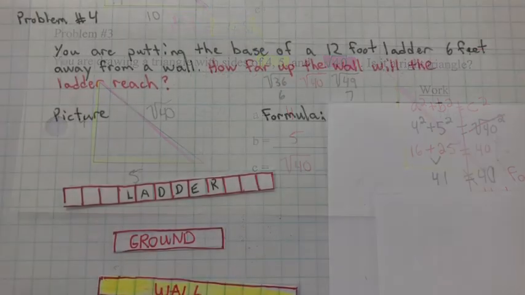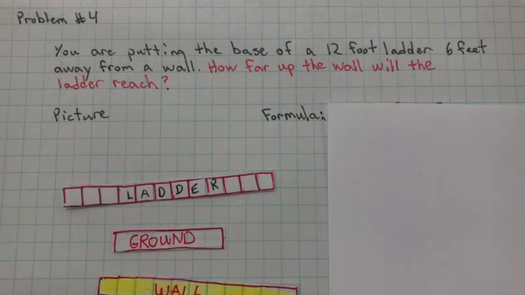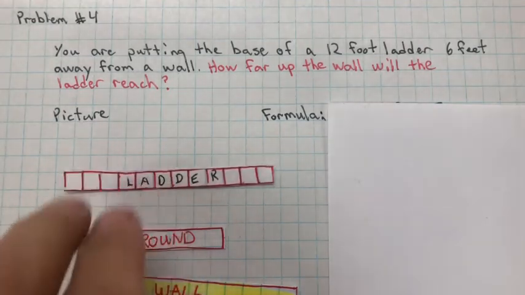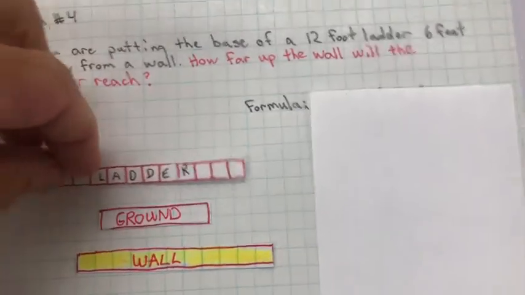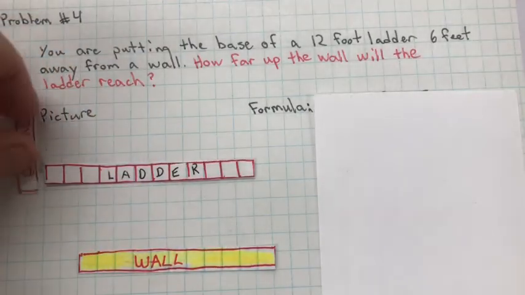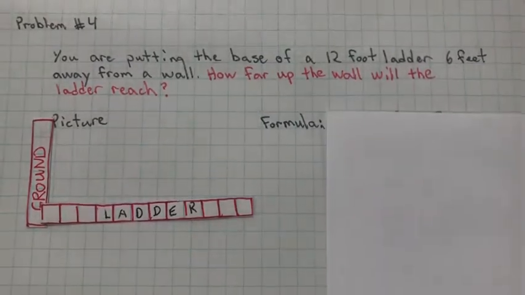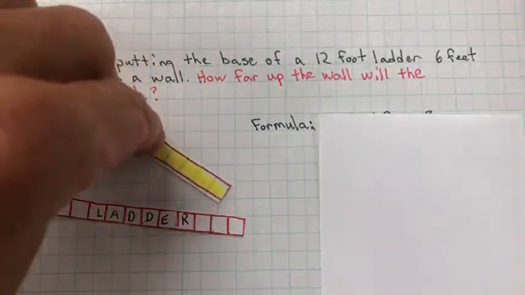You're putting the base of a 12-foot ladder 6 feet away from a wall. How far up the wall will the ladder reach? It's always good to draw a picture for word problems. So I have a ladder, and when I've seen students do this before, they couldn't figure out which one would be the hypotenuse and which one would be a leg. So I would have people do this. The ground would be horizontal like this, and then the ladder would be the hypotenuse.